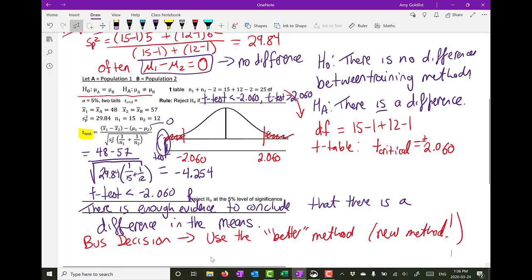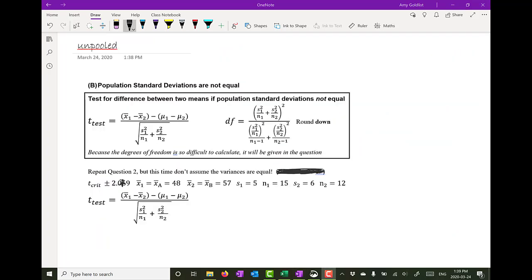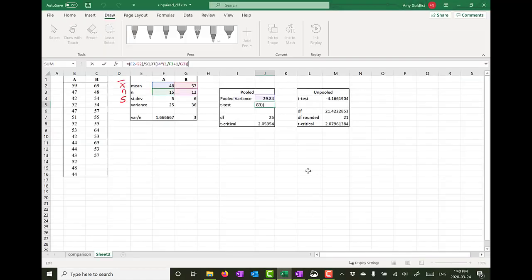Now let's look at this again, but instead of assuming that those variances are the same, we are going to assume that they are different. Okay, let's go look at an unpooled version. We're going to do the exact same problem, but this time we're not going to assume that they're pooled. The hard part of this is definitely the degrees of freedom. It's an extreme, very difficult formula to look at, so I don't advise ever doing it by hand. We could, but we don't have to.